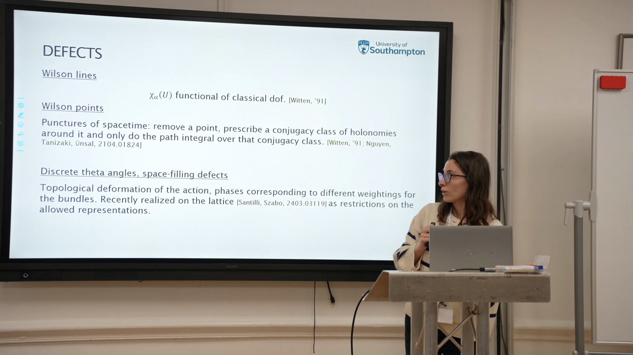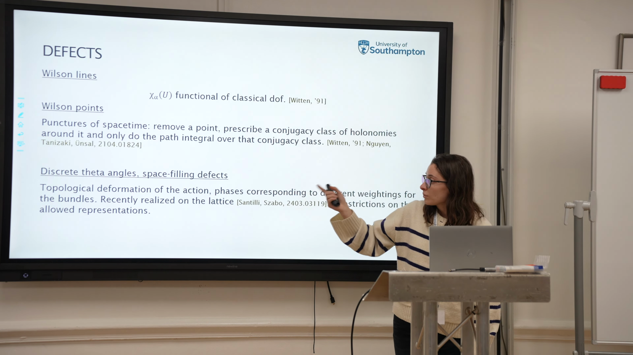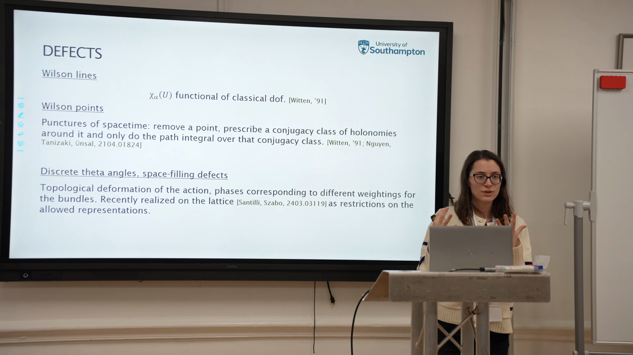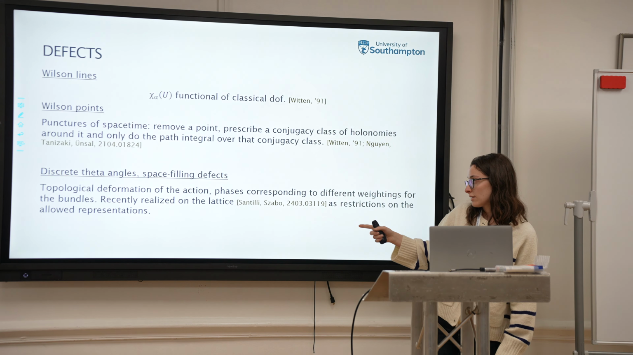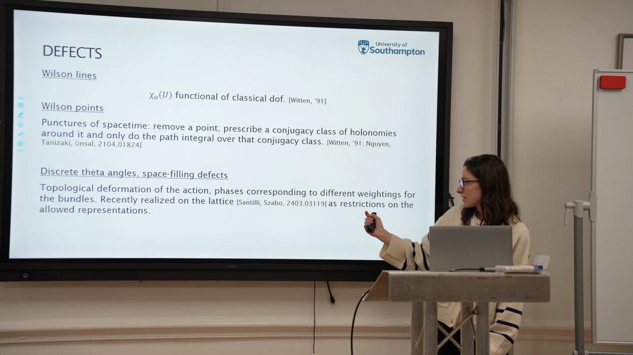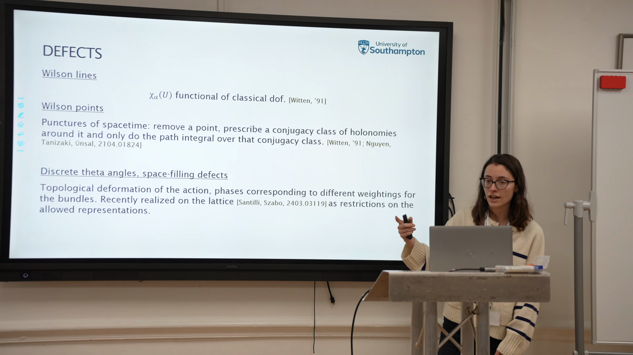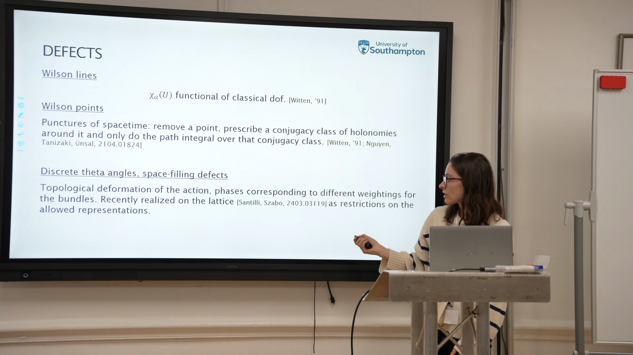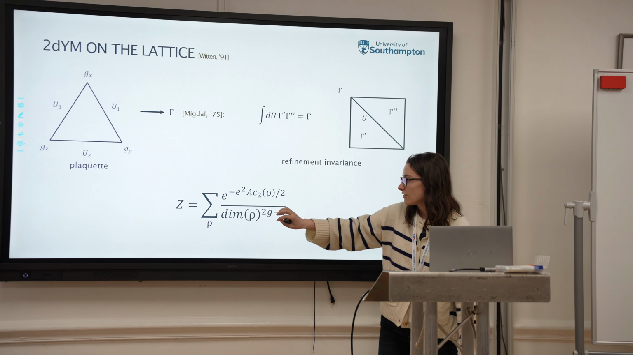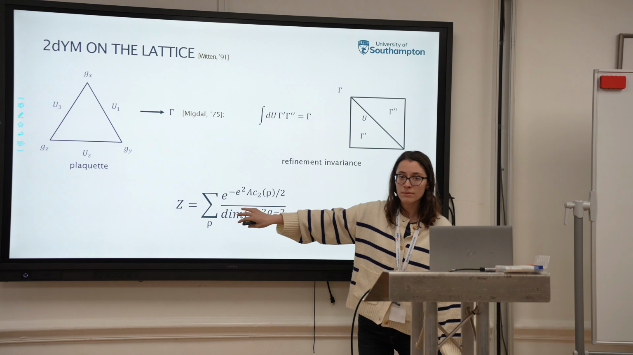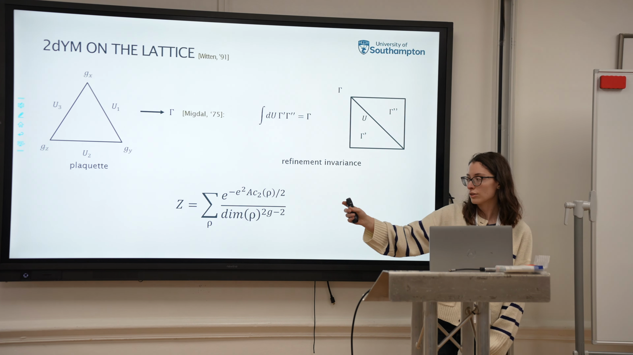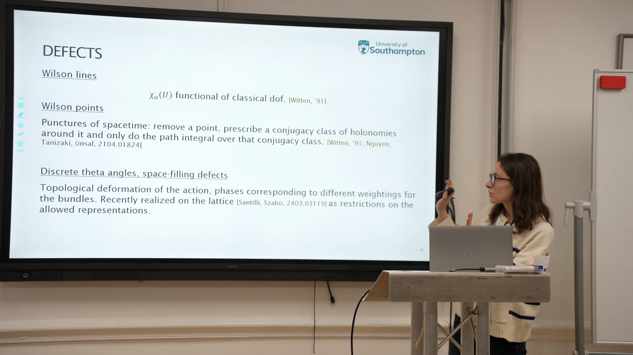along the missing point. And then we have discrete theta angles. We would like to think about this as space-filling defects. And the important thing here, the only thing that I want to tell you is that they are realized on the lattice as restrictions on the allowed representations that we are summing. So remember that here we have a sum over irreducible representations. If I somehow restrict this sum, this is equivalent to adding a theta term to the theory. This was the state of the art.